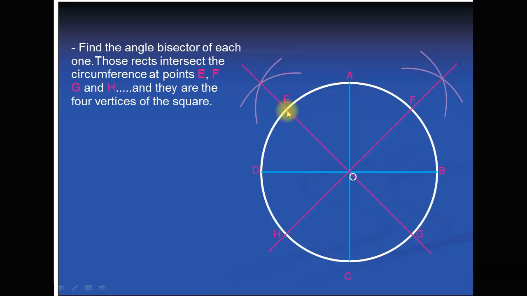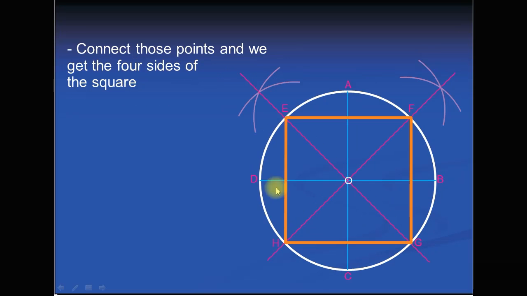Similarly, draw the bisector of the other 3 angles. You will get 4 points: E, F, G and H. Now connect those points and you will get the 4 sides of the square. Connect E to H, H to G and G to F. This is the required square type polygon.